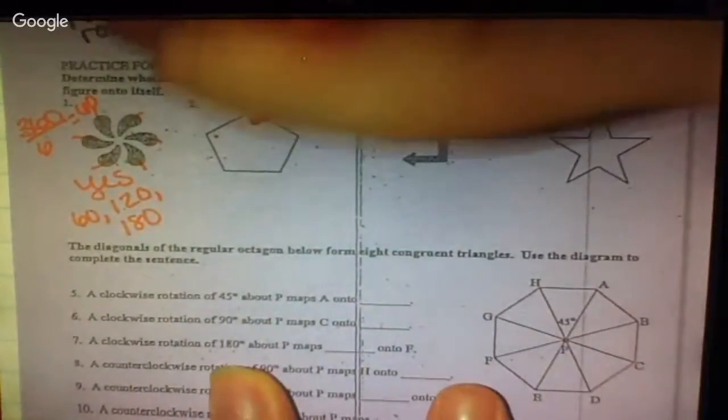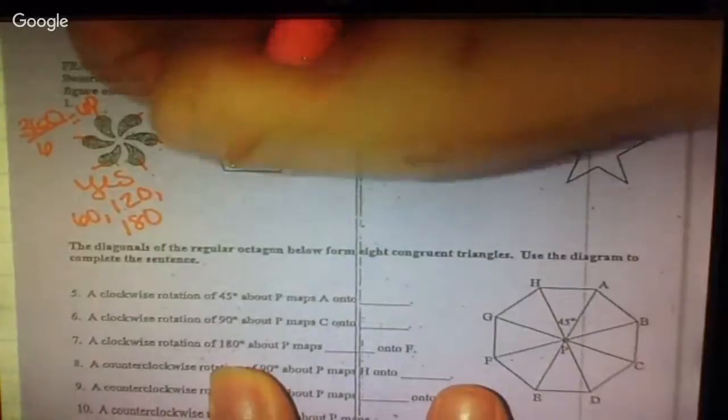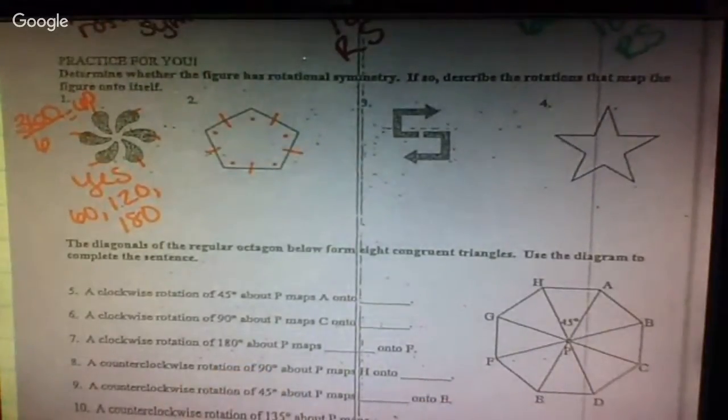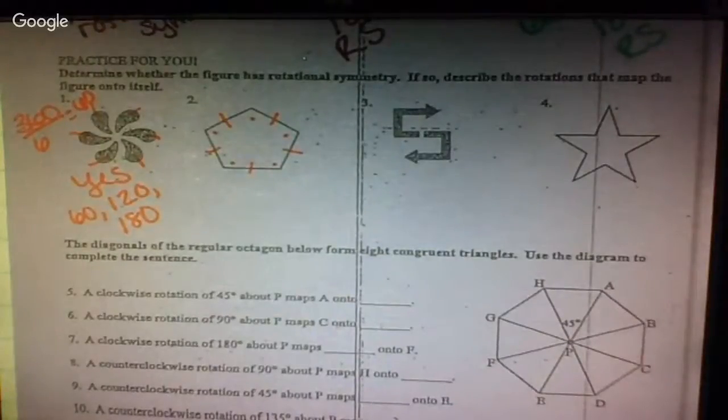Number 2 is a regular pentagon. Would you say this has rotational symmetry? Yes. Anytime it is a regular anything, regular octagon, regular pentagon, regular hexagon, that means all of your angles are the same. So all of these match and all of your sides are the same. Okay. Regular means your sides are the same and your angles are the same. So this is a yes.